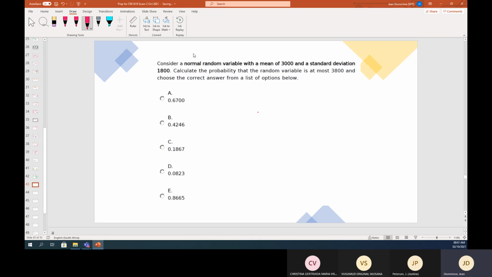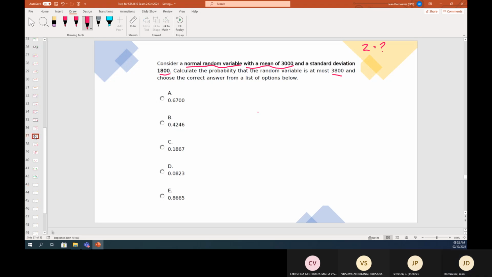Okay, so in this one, they tell us to consider a normal random variable. One works with a Z, but let's see what else they give us before we make that decision. With a mean of 300,000 and a standard deviation of 1,800. Calculate the probability that the random variable is at most 3,800 and choose the correct answer from the list below.